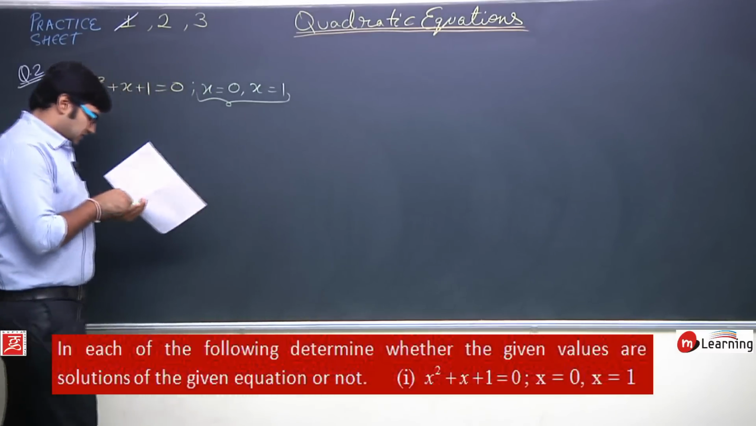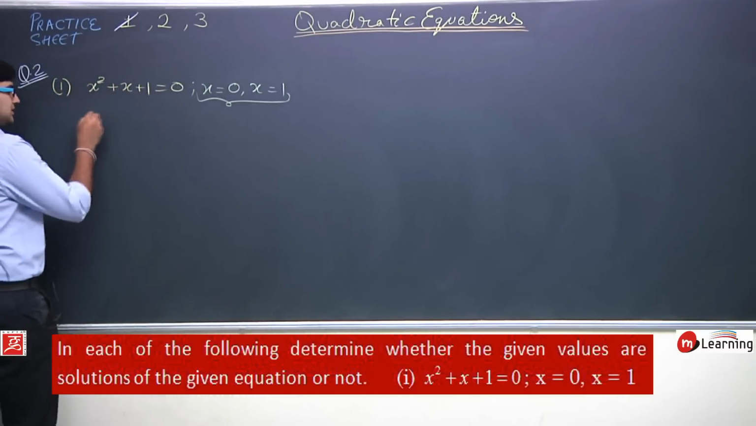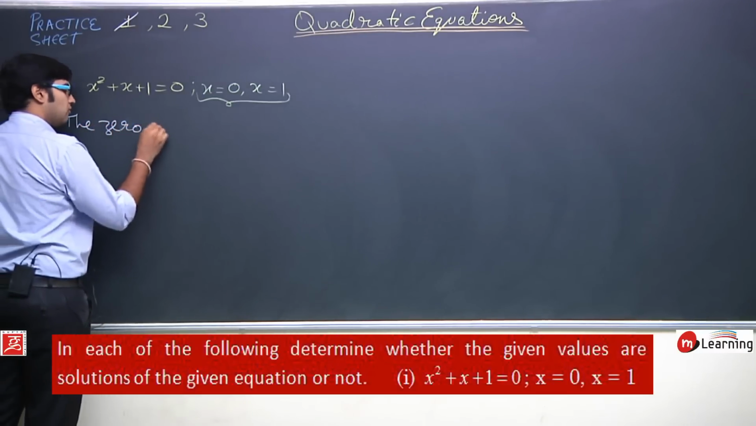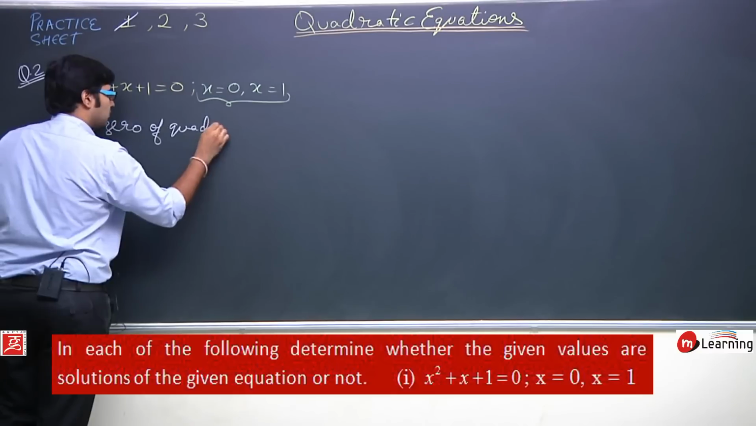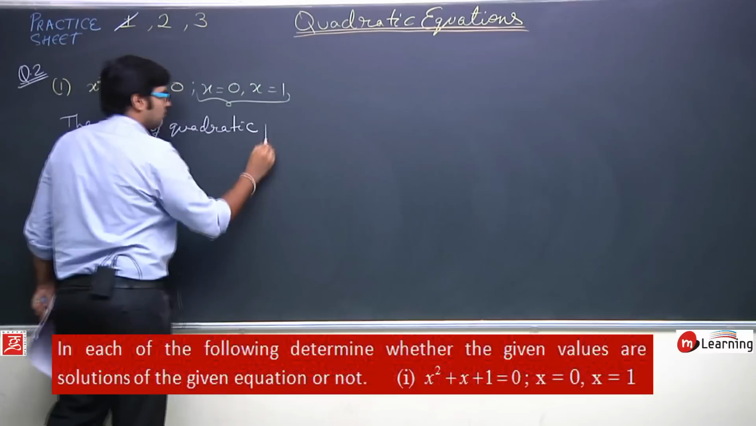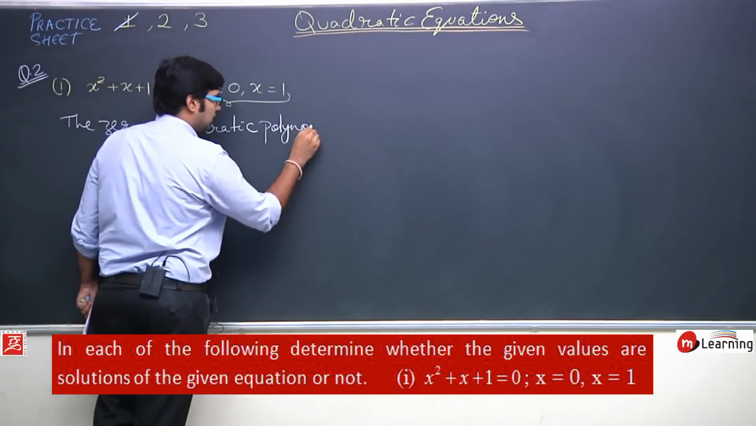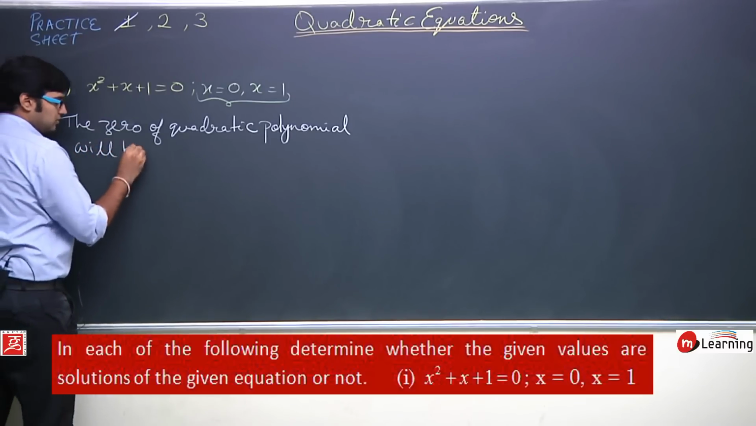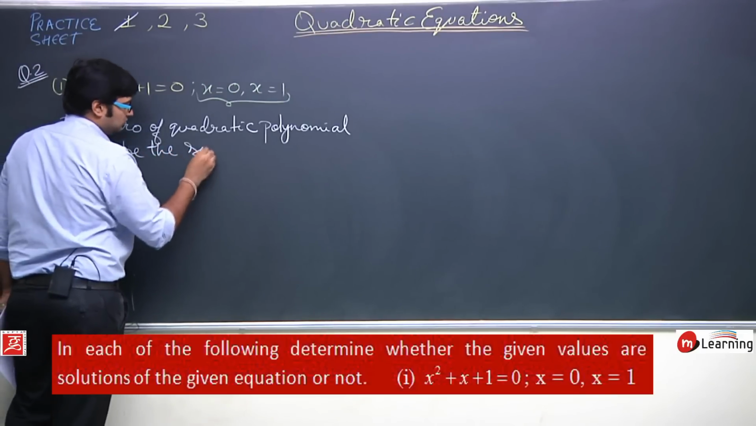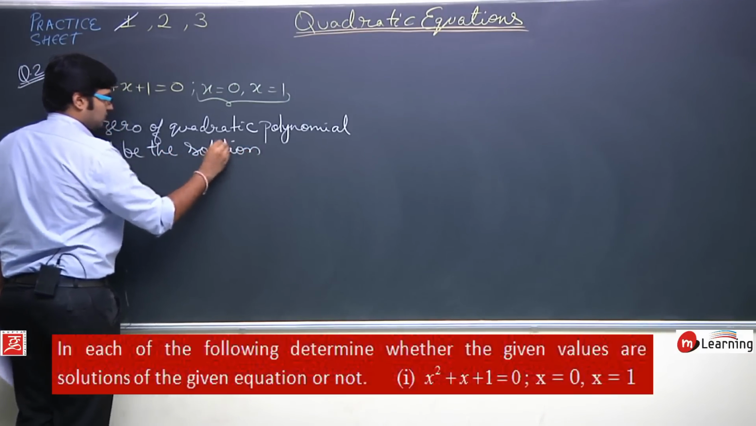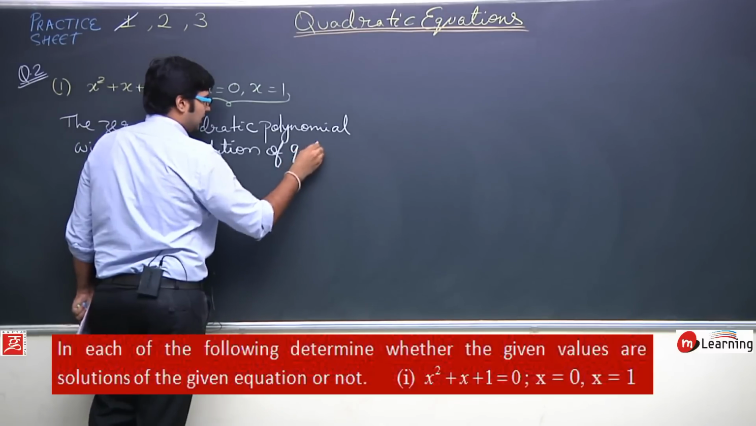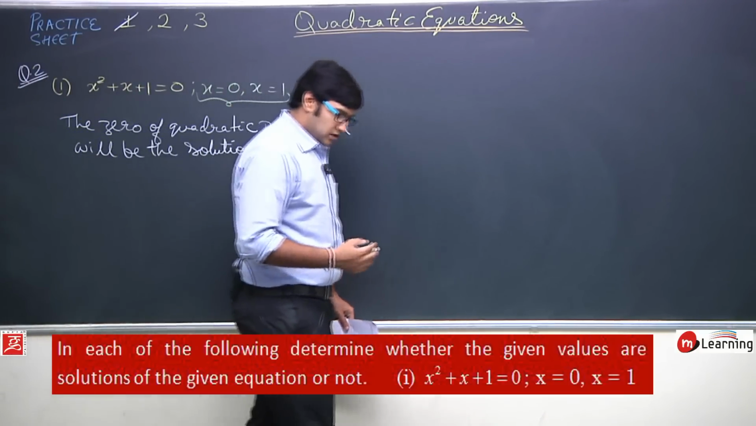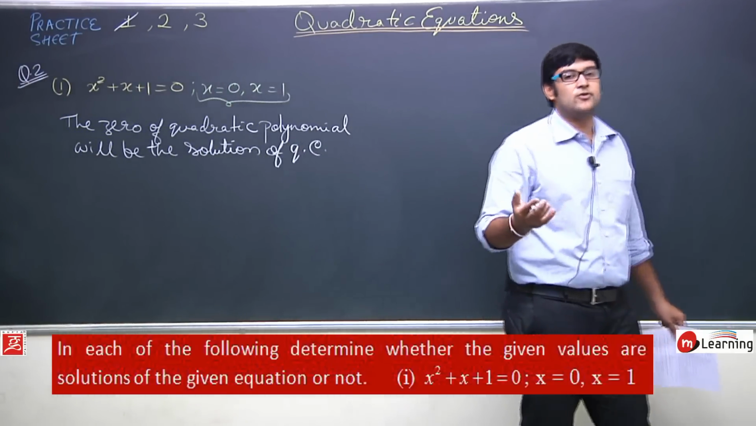We have just written that the zero of a quadratic polynomial will be the solution of the quadratic equation. Okay. So it means the quadratic polynomial from which this quadratic equation is formed.